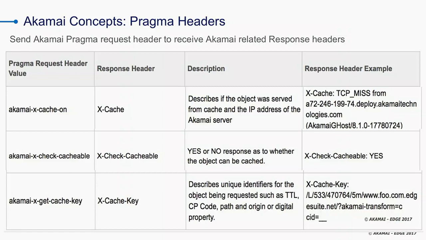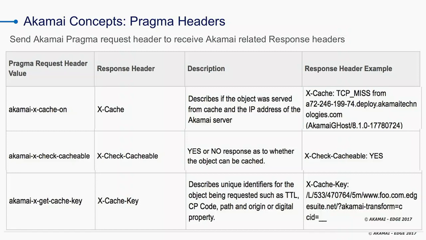I will touch upon one of them. We'll go into more details as we go into specific features, and then we'll show you the values that you need to look at. So for example, looking at the X cache key will give you the unique way Akamai is storing your object onto our network. The cache key will show you the path at which the object is stored, and it will also give you the TTL. So it gives you, like I said, the unique value at which your object is stored on the Akamai cache.